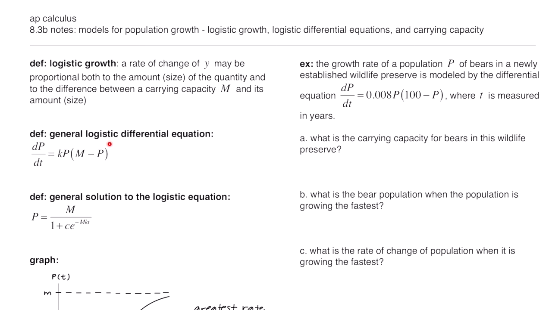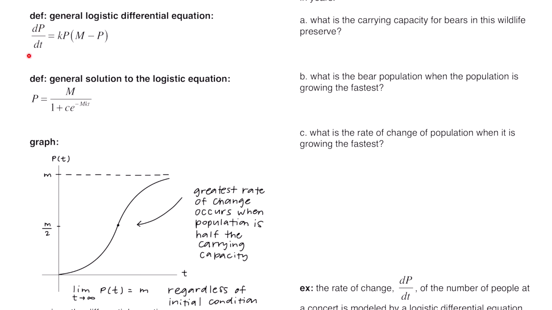Next, we have a general logistic differential equation. The formula is dP/dt equals kP times the quantity M minus P. So anything of this form is going to be a logistic differential equation. If you take a logistic differential equation and solve it using your initial condition, you'll get a solution in this form: P equals M, the carrying capacity, divided by 1 plus Ce to the negative MKt.